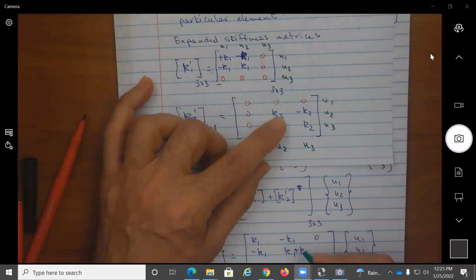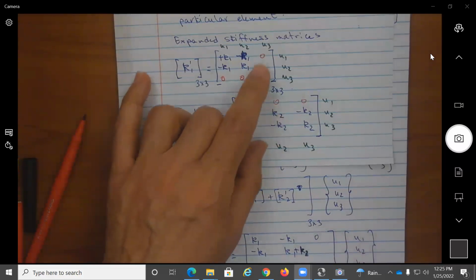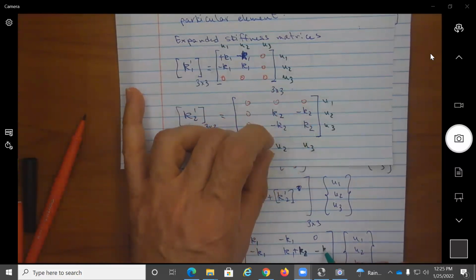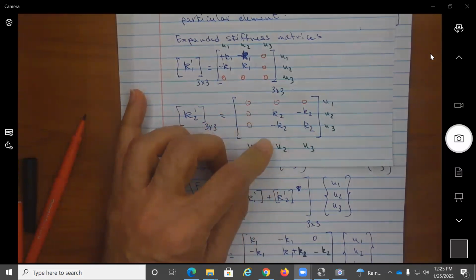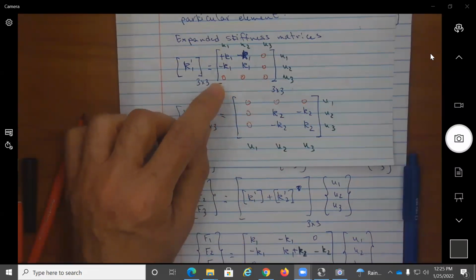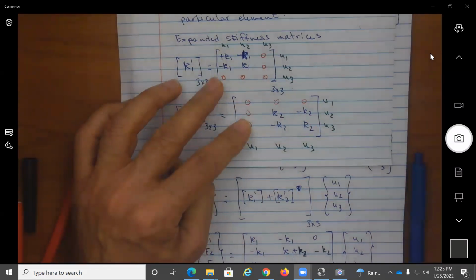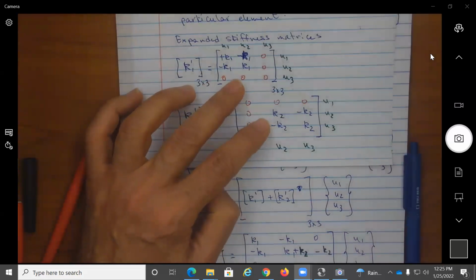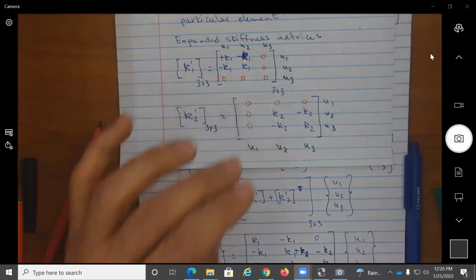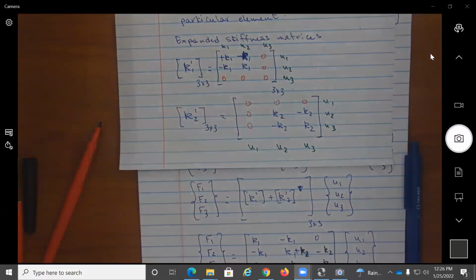I can use a different color here. And then for element 2, 3, I have a 0 and I have a minus K2. For 3, 1, I have a 0. But for 3, 2, I have a minus K2 coming from K2. And here I have a K2. Which, of course, if you compare to what we did earlier, you will find that the direct method gave us the same results.